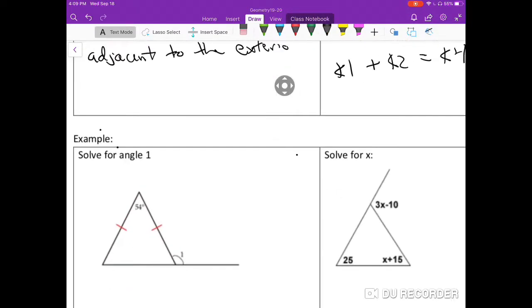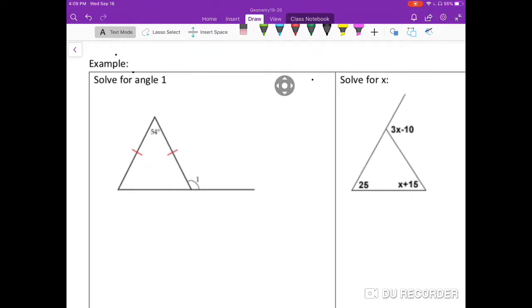So, example 1, solve for angle 1. We have an isosceles triangle. These two sides are the same. We also know that these two angles are the same. So I'm going to start with 180 minus 54 and then divide that by 2 because that's going to tell me what each of these angles are. That gets me 63 degrees each. So this is 63 and this is 63.